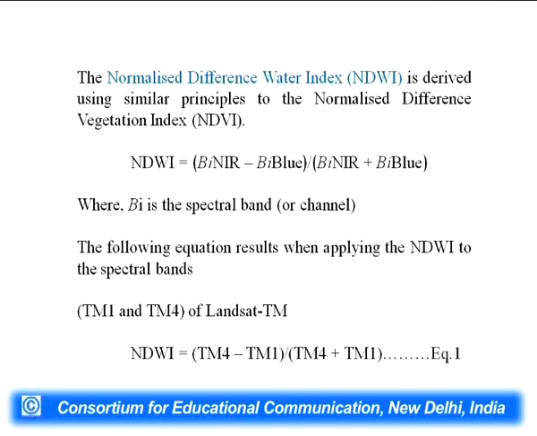So, the normalized difference water index has been performed, which is based on the philosophy of the normalized difference vegetation index, because both are the same, only the band changes here. So, NDWI uses band NIR minus blue divided by band NIR plus blue, but when we take the Landsat image, it becomes TM1 and TM4. So, TM4 minus TM1 divided by TM4 plus TM1. This is the formula of NDWI. In NDPI, the formula changes and it becomes TM5 minus TM2 divided by TM5 plus TM2.